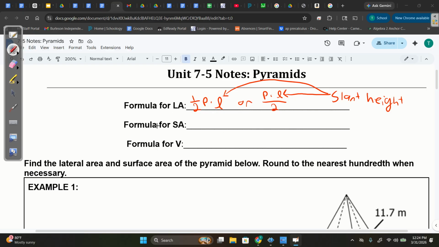The formula for the surface area is going to be the same as the lateral surface area plus the area of my base. Remember, big B stands for area of base. And last but not least, the formula for the volume is going to be 1/3 area of the base times the height. Or if you prefer, area of the base times the height divided by 3. With that in mind, let's go ahead and start example number 1.